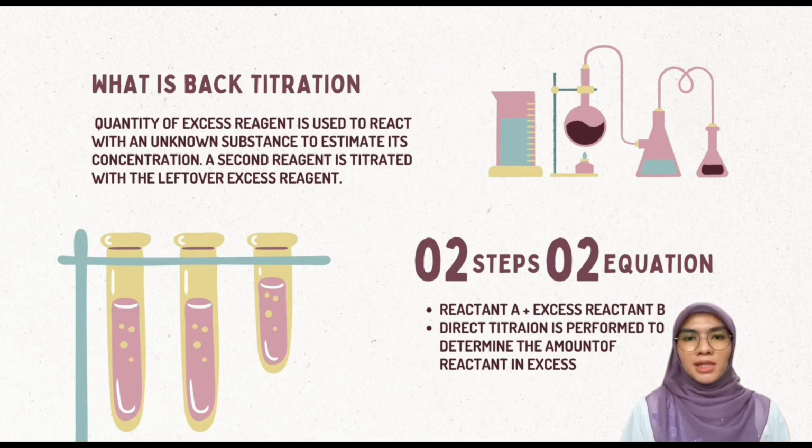Hi, my name is Kamalin Mastura from Group 7, Part 4. So let's begin with what is back titration. Back titration is when a quantity of excess reagent is used to react with an unknown substance to estimate its concentration. So this requires a two-step reaction with two balanced chemical equations. Reactant A with unknown concentration is reacted with excess reagent B with known concentration. Then direct titration is performed to determine the amount of excess reactant.